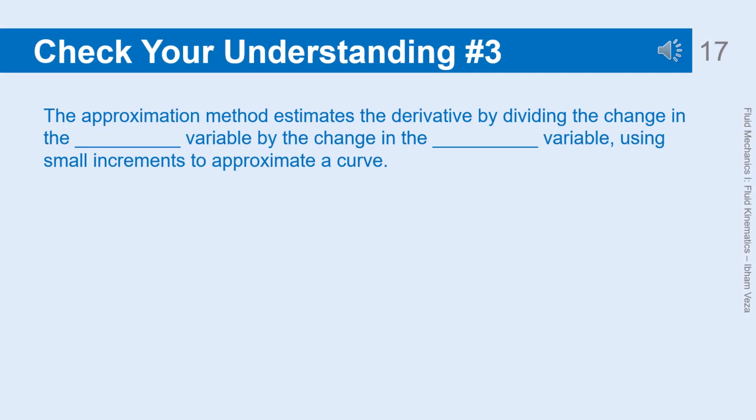Check your understanding. Number 3. This question tests the understanding of the basic idea behind the first-order finite difference approach. The key point is dividing the change in the dependent variable by the change in the independent variable. This reinforces the meaning of a derivative as a rate of change. The question also connects the mathematical concept with its physical interpretation. This part is not further developed here, as instructed.